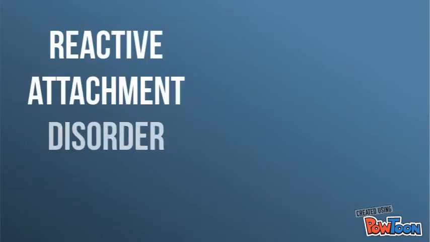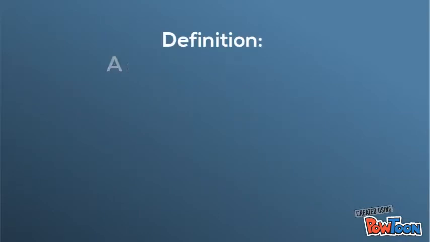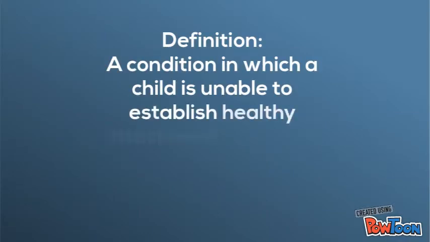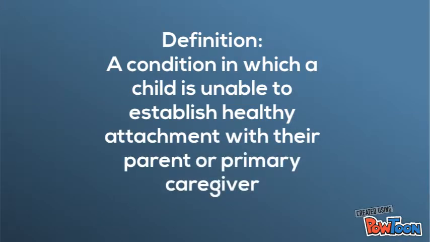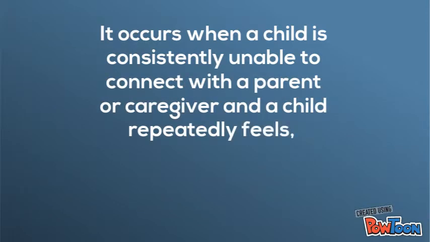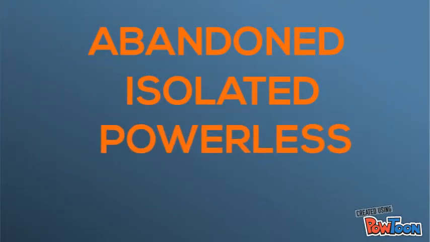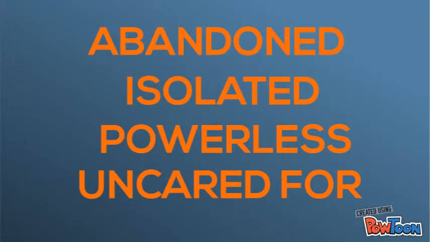Reactive attachment disorder. RAD is a condition in which a child is unable to establish healthy attachment with their parent or primary caregiver. It occurs when a child is consistently unable to connect with a parent or caregiver, and the child repeatedly feels abandoned, isolated, powerless, and uncared for.